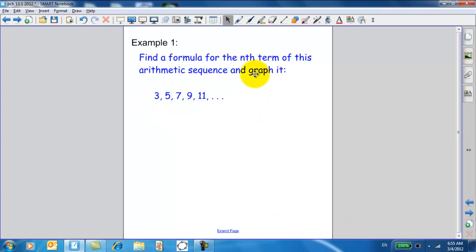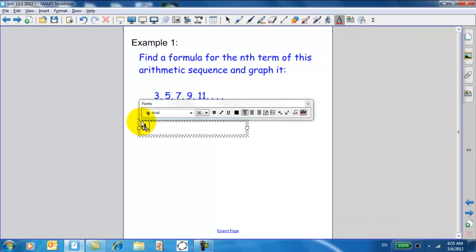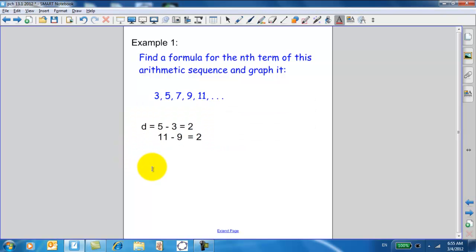So find a formula for the nth term of this arithmetic sequence and graph it. So first, let's see if we can come up with our common difference. The common difference should equal the difference in any two successive terms. So that's 5 minus 3. That equals 2. We could have also done it as 11 minus 9. That equals 2. So I'm pretty convinced the common difference is 2.